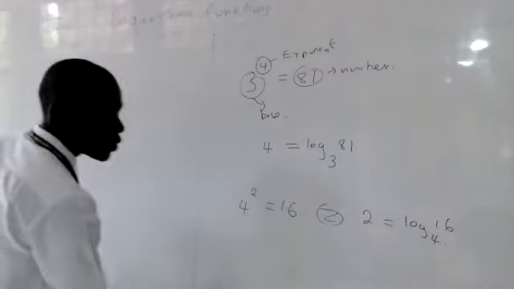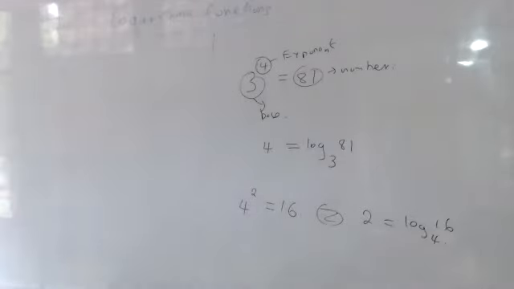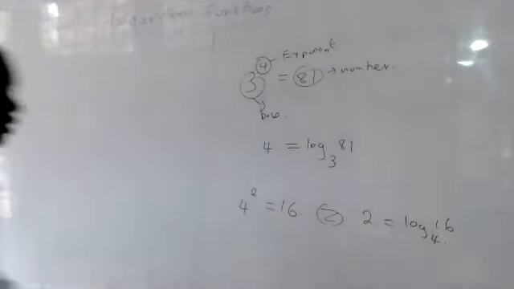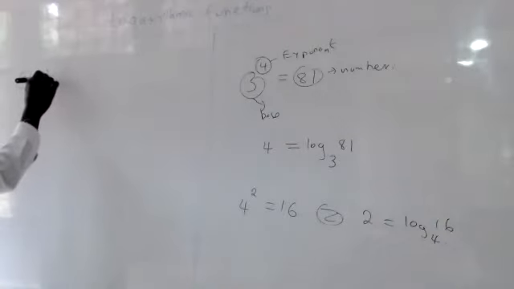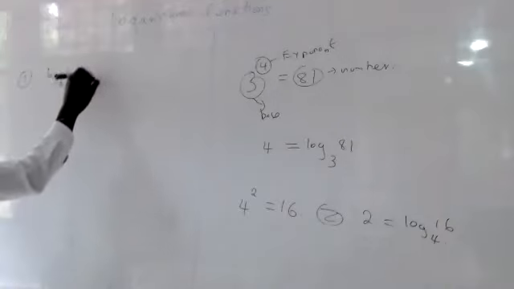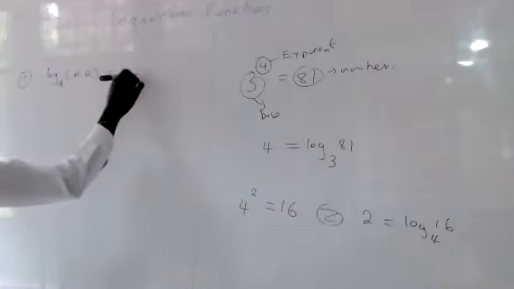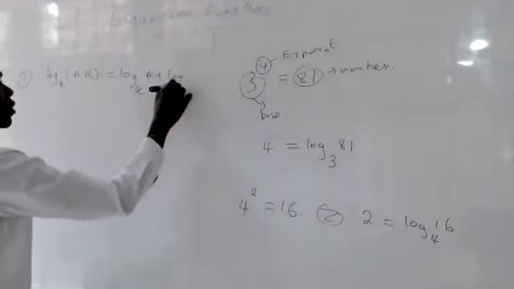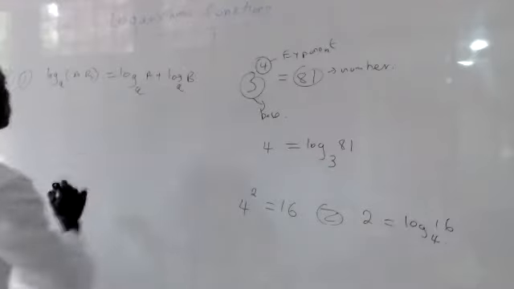Let us look at some laws of these logarithms. I will state the laws without proving them, but proving them is very easy. So the first law is that the logarithm, to the base a, of a times b is the logarithm of a to the base a plus the logarithm of b.